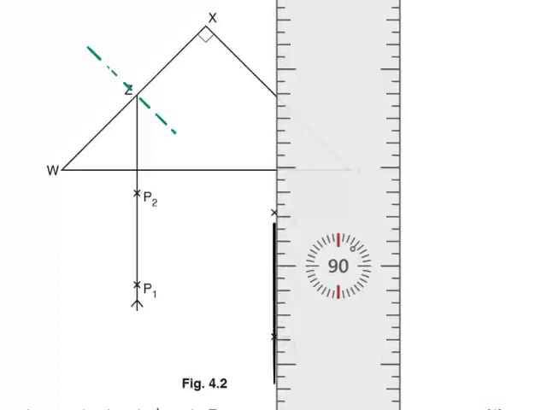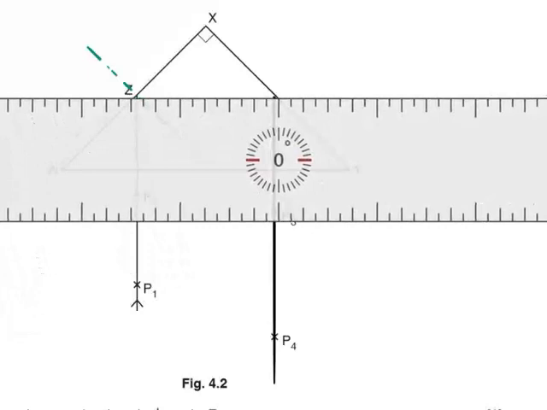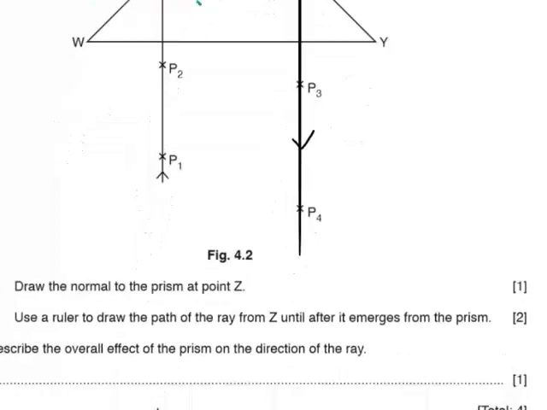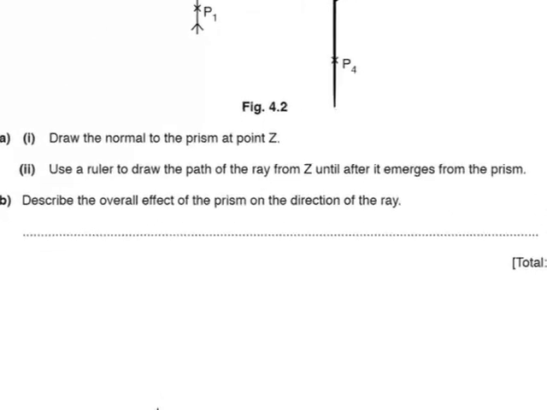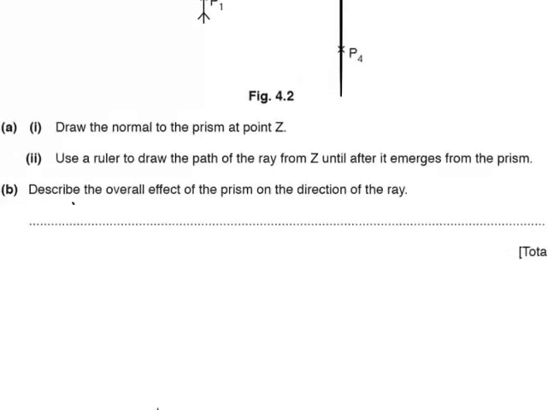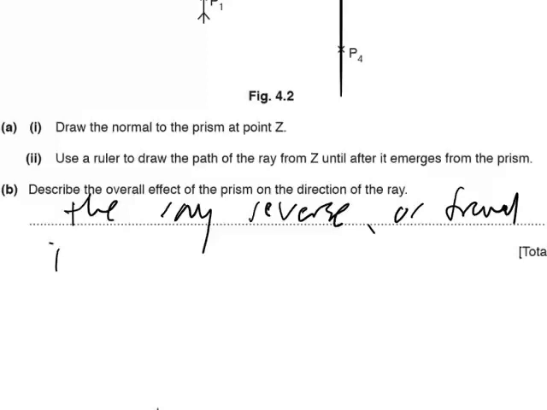When you draw this one, draw straight to the surface, and then continue to the other side. This is what we call the total internal reflection. Now, don't forget about the arrow, which most students forget. Describe the overall effect of the prism on the direction of the ray. So basically, the ray is reversed, or travels in the opposite direction.